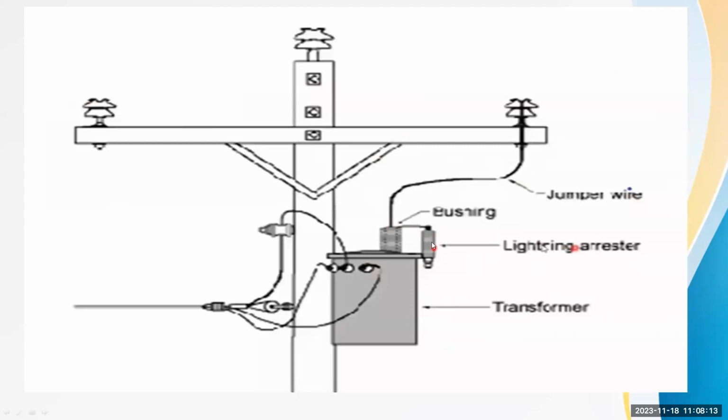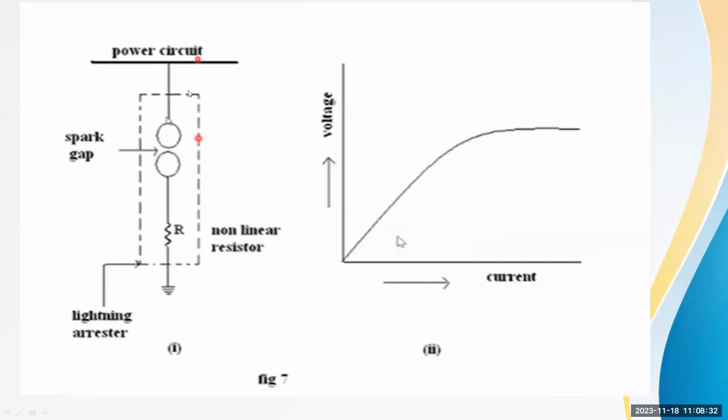At the bushings of the transformer, we have to place the lightning arrestor. This is the transformer, and this is one pole of the transmission line. Any lightning or surges are placed here, then the surge current is diverted to the ground through a lightning arrester. Next, the power circuit, spark gap and lightning arrestor, and this voltage and current characteristic.